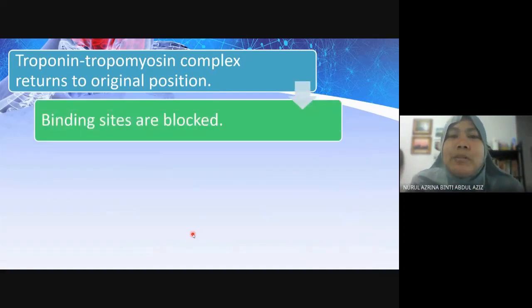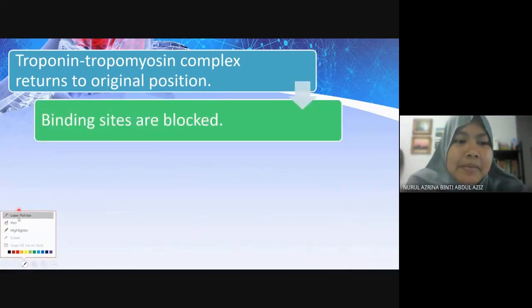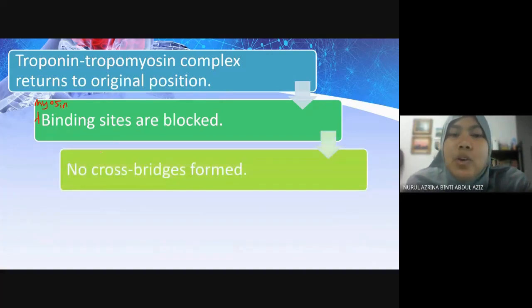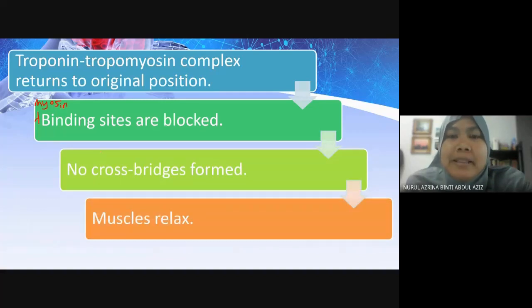So the myosin binding site, tambah ayat kat sini, myosin binding site ataupun tadi apa? Actin active site is blocked. Okay, myosin binding sites are blocked, and then no formation of cross bridge. So then the muscle is relaxed. Okay.